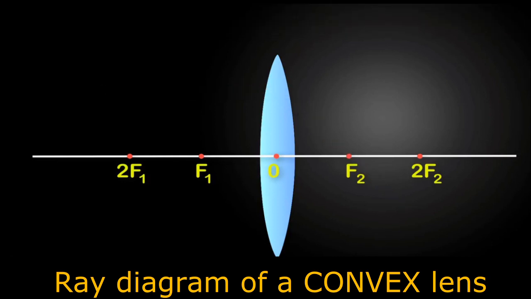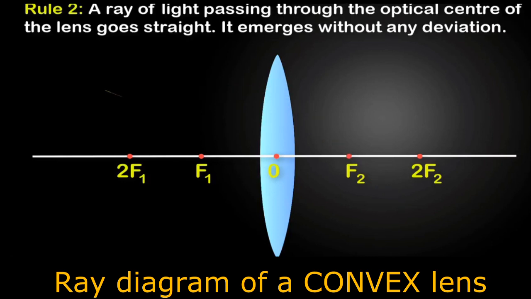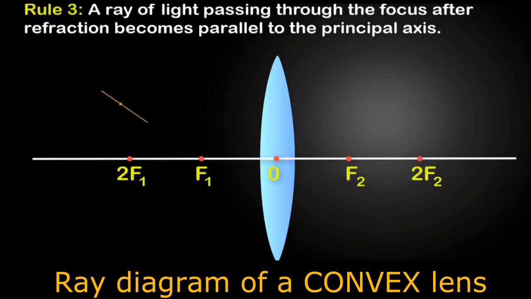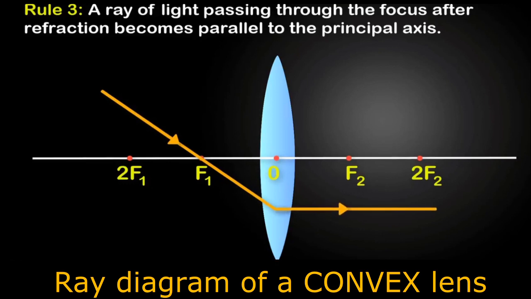The second ray is the ray of light incident at the optical center O of the lens, which passes undeviated through the lens. Finally, the ray of light passing through the first focus f1 emerges parallel to the principal axis after refraction. These are the 3 rays we consider for drawing the ray diagrams of a convex lens.